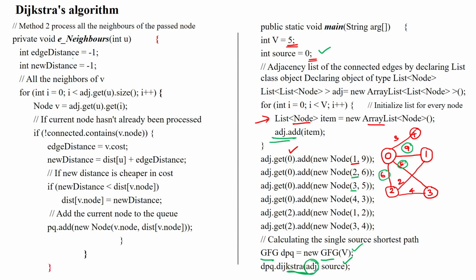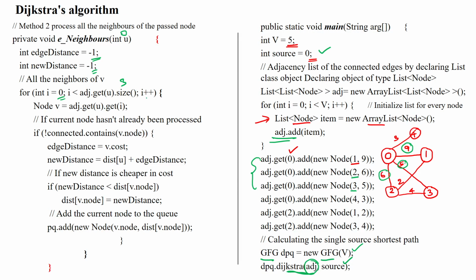Now for vertex 0, we are finding the adjacent vertex edge distance. As of now we are taking the -1, new distance also -1. We are taking the 0 to adjacent dot get u dot size. How many adjacent nodes are there for 0? You look at that: 0 to 1, 0 to 2, 0 to 3. So here we are having the 3, right?